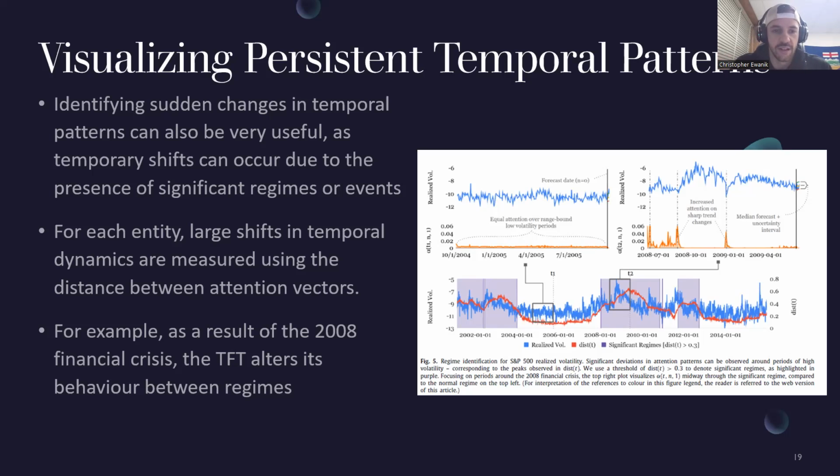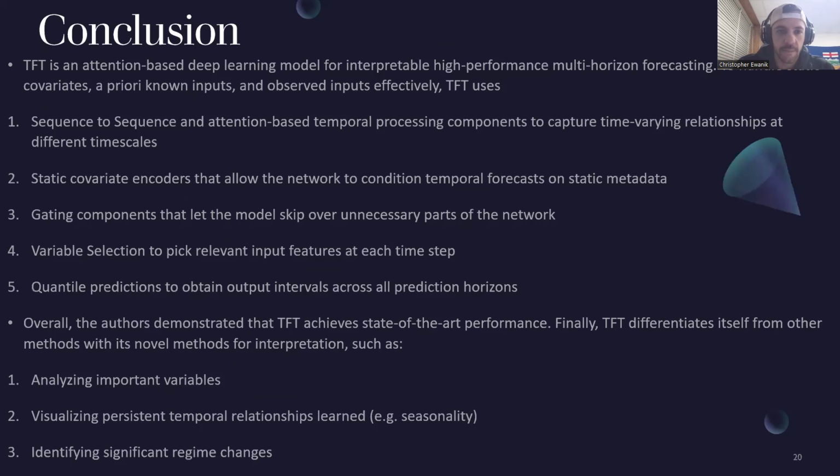I'm so curious how it does that. Obviously it's somewhere in this really beautiful architecture, but I think this is very powerful. So in conclusion, TFT is an attention-based deep learning model for interpretable, high-performance multi-horizon forecasting that handles static covariates, known inputs, and observed inputs effectively. We have sequence-to-sequence layers, static encoders, gates, variable selection, and quantile predictions. And it has very novel methods for interpretation, like analyzing important variables, visualizing persistent temporal relationships, and identifying significant regime changes.